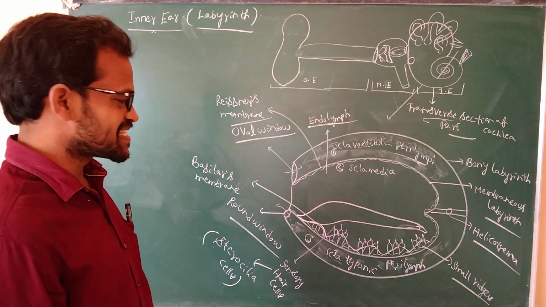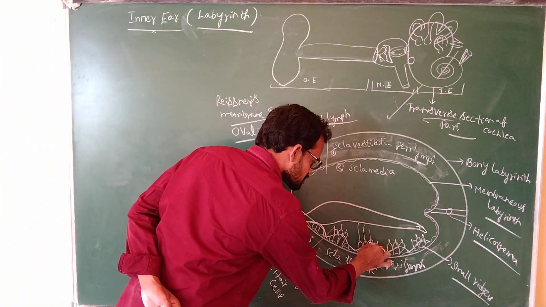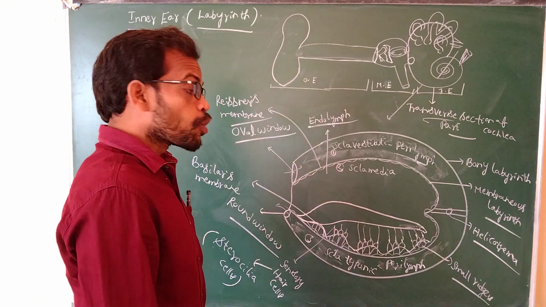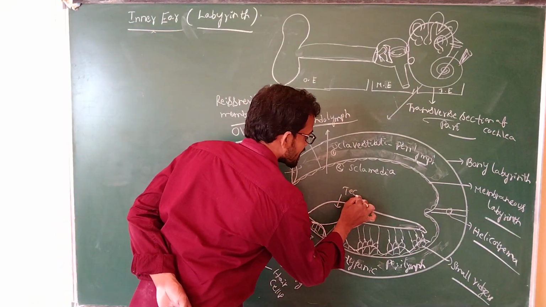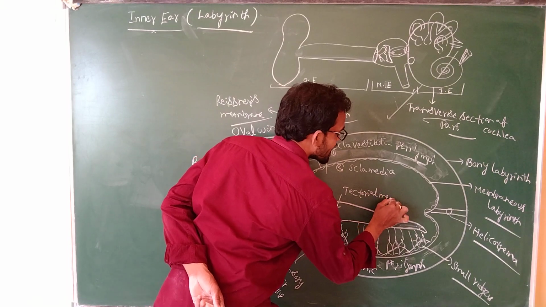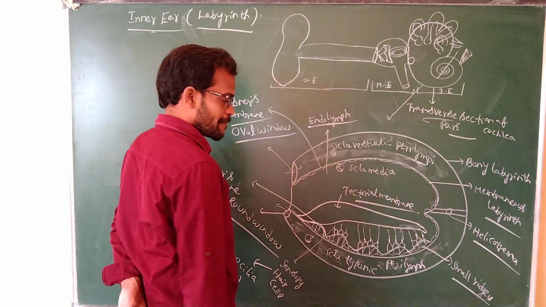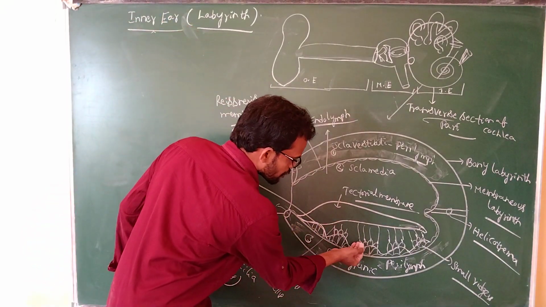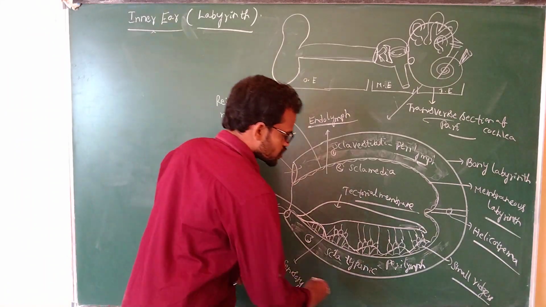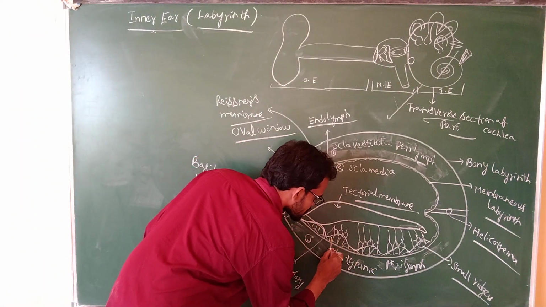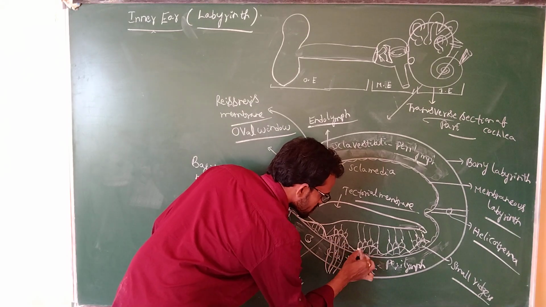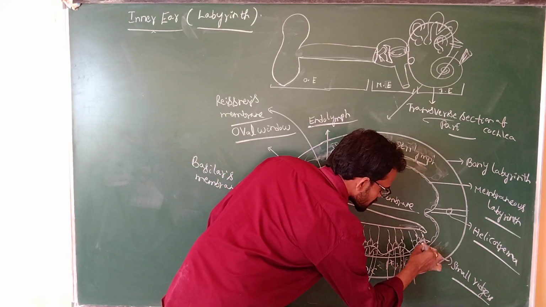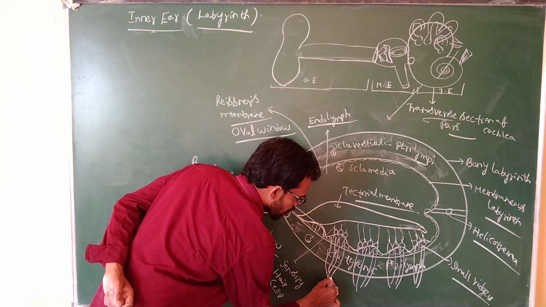The stereocilia cells are in contact with, embedded in, the tectorial membrane. These hair cells contact this tectorial membrane. The base of these sensory cells consists of sensory neurons.